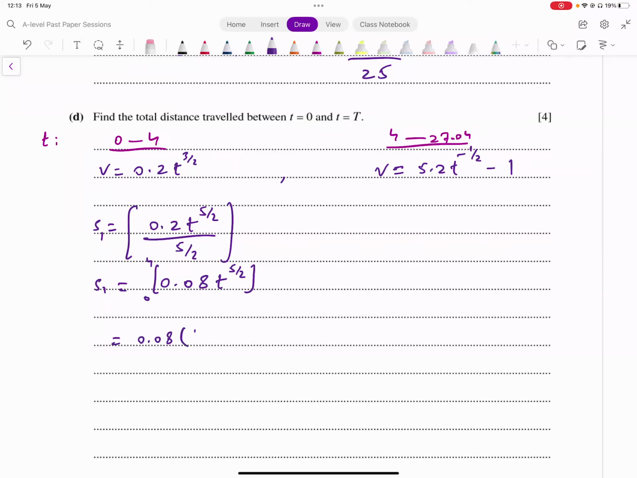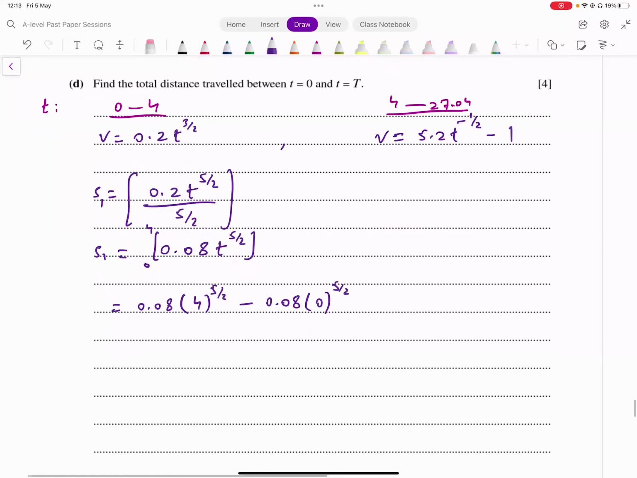0.08 into 4^(5/2) minus 0.08 into 0^(5/2). Okay, अच्छा, let's see what this turns out to be. 32 into 0.08, that is 2.56. ये फर्स्ट पार्ट की डिस्प्लेसमेंट आ गई, right? 2^5 is 32, yeah, that should be correct.